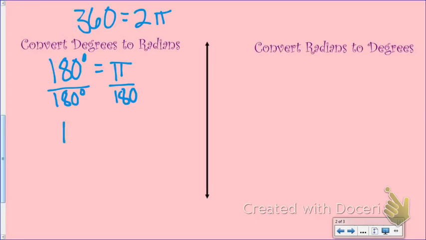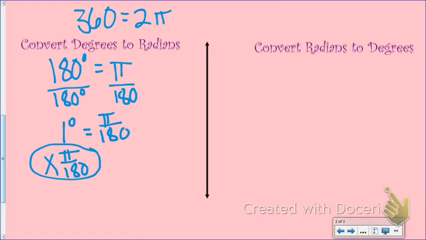So that tells me that 1 degree is equal to pi over 180. So in order to convert from degrees to radians, I'll take my degree measurement and multiply by pi over 180. For example, if I have 90 degrees and I want to convert 90 degrees to radians, I would take 90 degrees and multiply that by pi over 180.